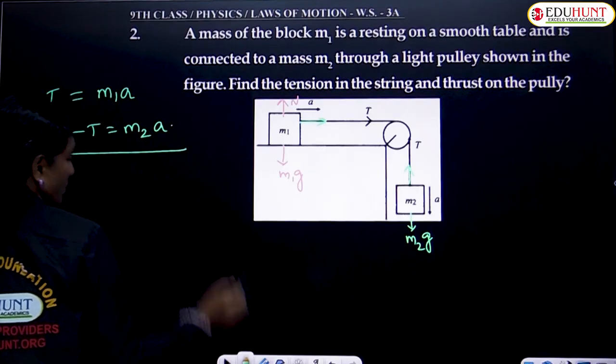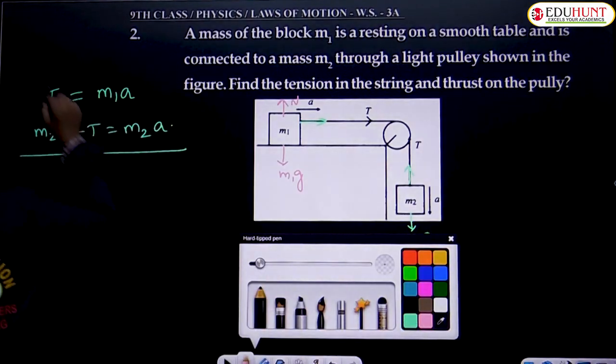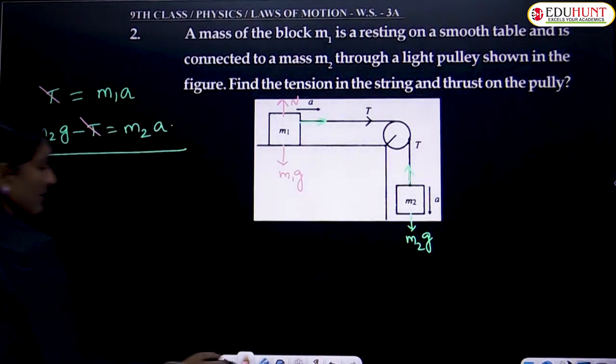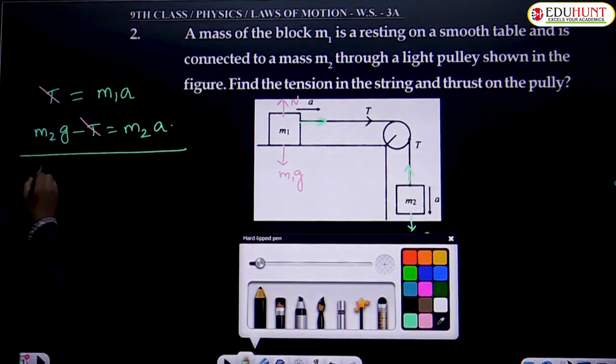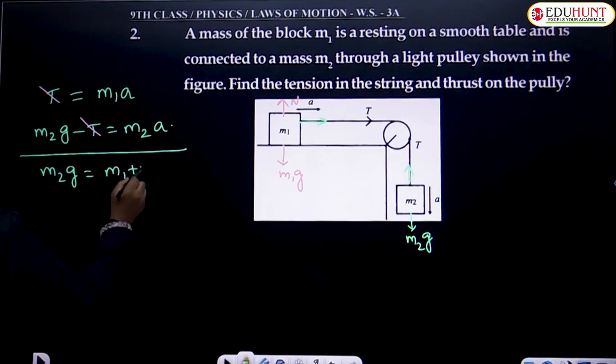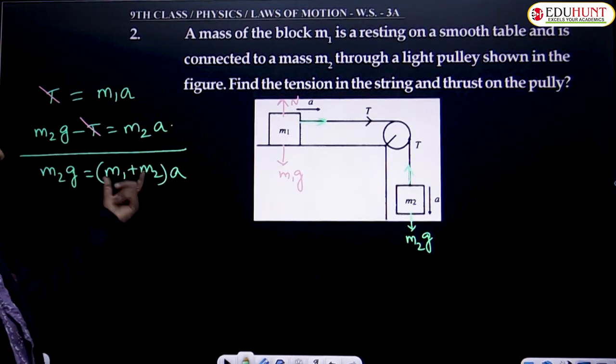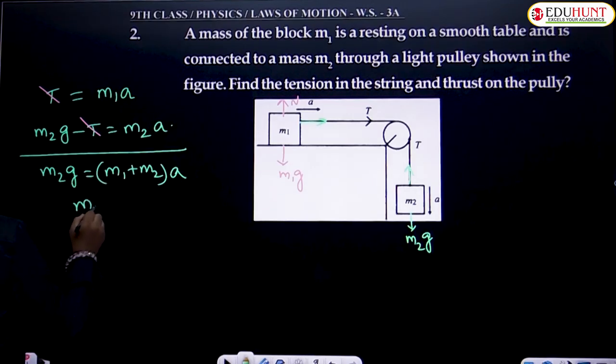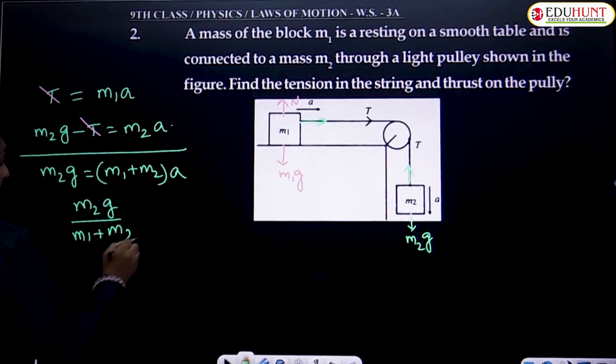So let us try solving both the equations. Plus T and minus T will get cancelled. Then you are left with M2g equals M1a plus M2a. Taking a as common, you are left with M1 plus M2 into a. Bringing M1 plus M2 to the other side, we have M2g by M1 plus M2 as the value of the acceleration.